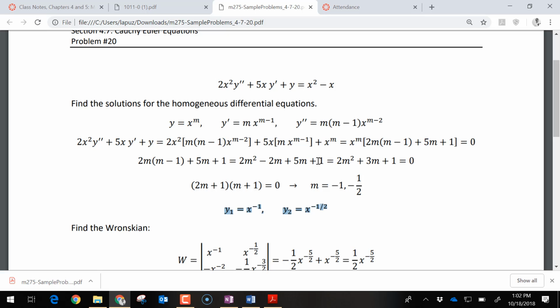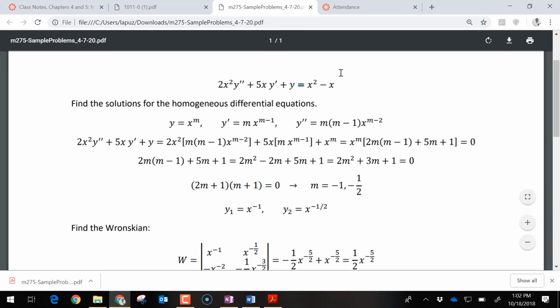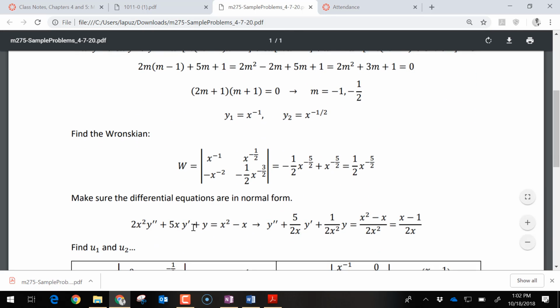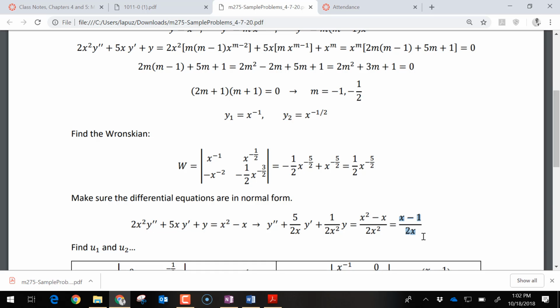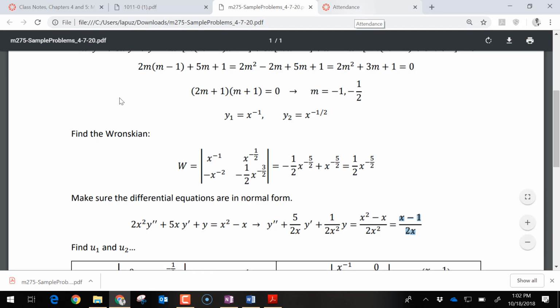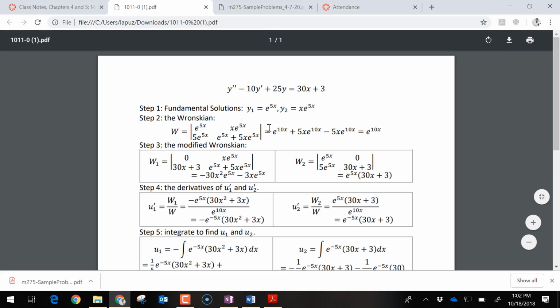So in this particular scenario, our g of x looks like a polynomial, but when you really divide it out, our g of x is not a polynomial, it's a rational function. So we definitely want to use variation of parameters with the Wronskian. The other problem that we did also used the Wronskian.